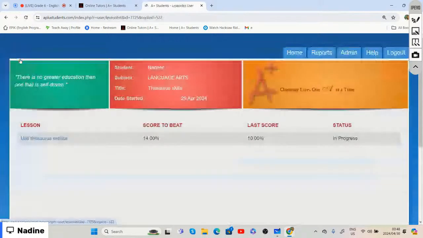All right, so that is now the end of our lesson on thesaurus skills. With thesaurus skills, remember they mainly list synonyms. They give you the name of the word, the definition of the word, just a brief one, and the part of speech. They'll give you a whole list of synonyms. And if you don't understand the word that is given, the synonyms of that specific word will help you to understand what the word actually means.